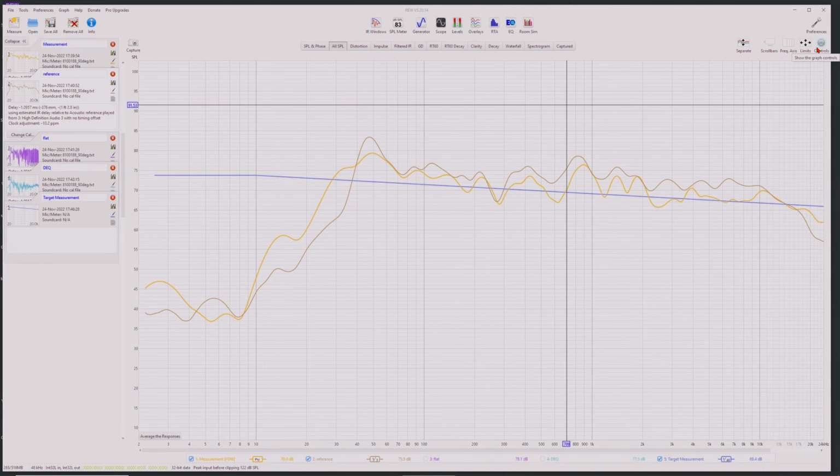Why did it add 3 dB boost? Because Odyssey checks the volume level, the sound pressure level, of a frequency response that it reads at only 1000 Hertz.